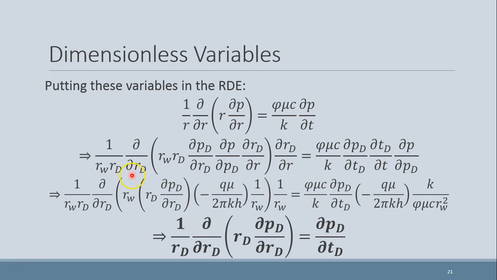So now we have to substitute these values and simplify them. This is del P by del PD, minus q mu by 2 pi ks, and then del rD by del r will be 1 by rw. So finally the equation which remains is 1 by rD del by del rD of rD del PD by del rD is equal to del PD by del tD.